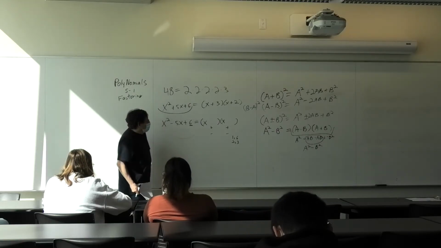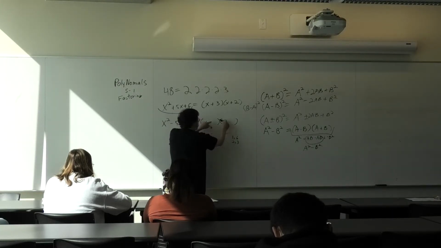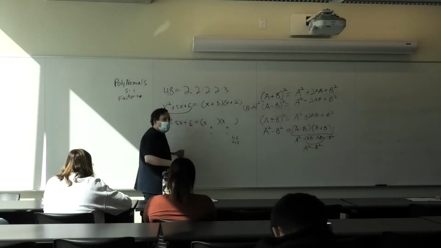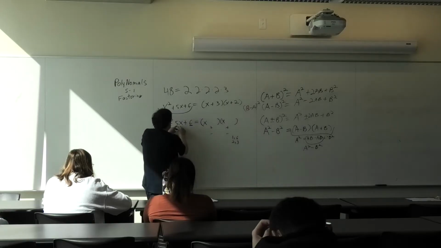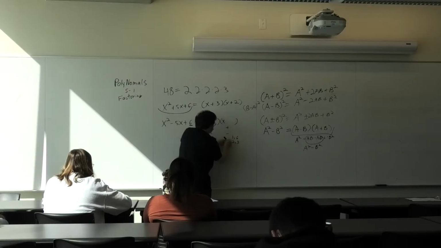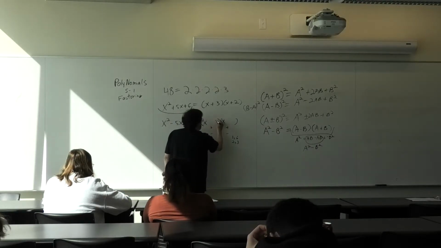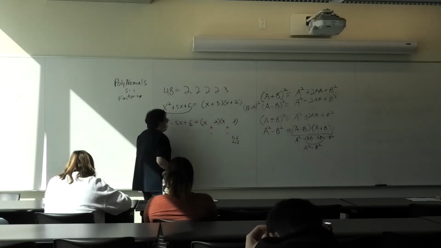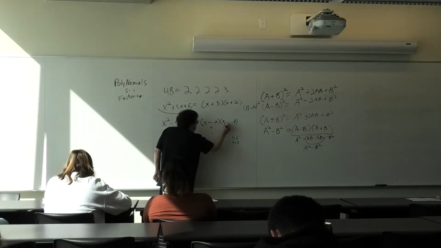Okay? Now, since both of these are going to be the same, we're going to have to add these numbers to get the middle number. Well, if I add 1 and 6, I get 7. That's not working. If I add 2 and 3, 5. So that's going to work. So I know these are going to be 2 and 3. But since this is negative, I also know they're both negative.